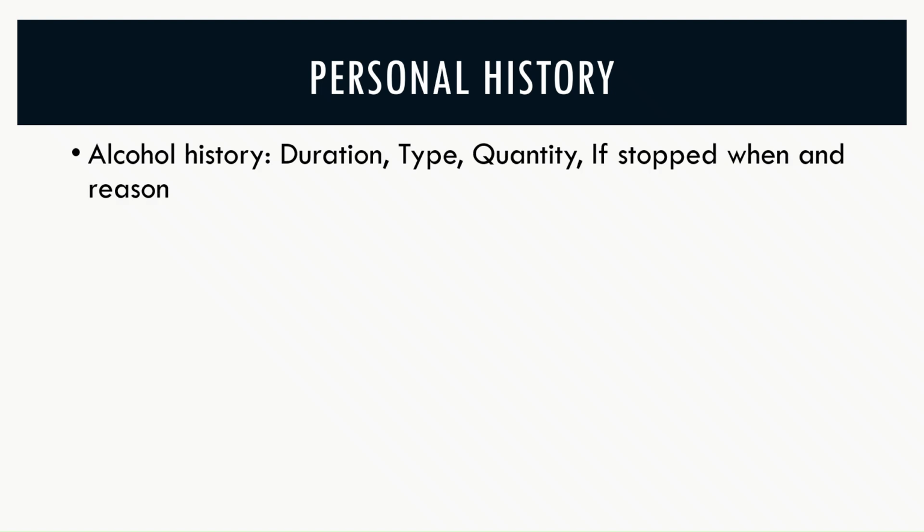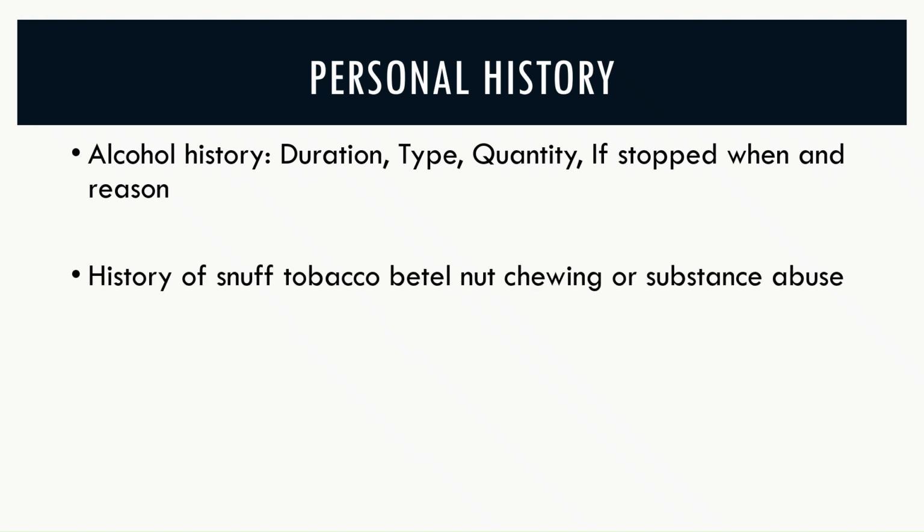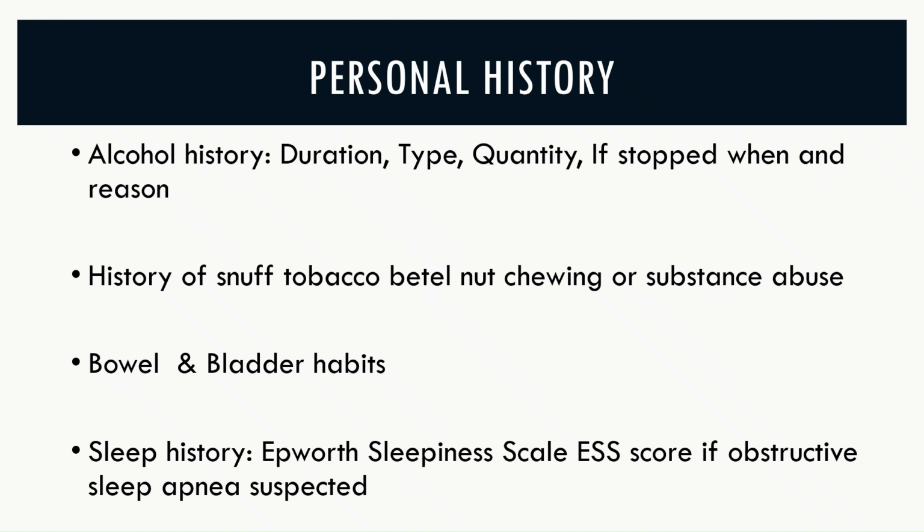Next, we ask about alcohol consumption, including duration, type of alcohol, and quantity consumed. If patient has stopped drinking, we should ask when and why. We should also ask about use of snuff, tobacco, betel nut chewing, or other substance abuse, as this may have respiratory or systemic effects. Bowel and bladder habits should be documented. Finally, sleep history should be taken, especially if obstructive sleep apnea is suspected. In such cases, the Epworth Sleepiness Scale score can be assessed.